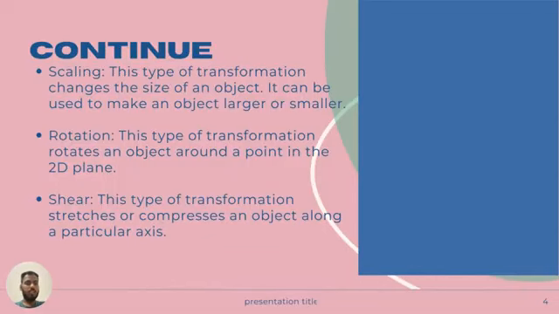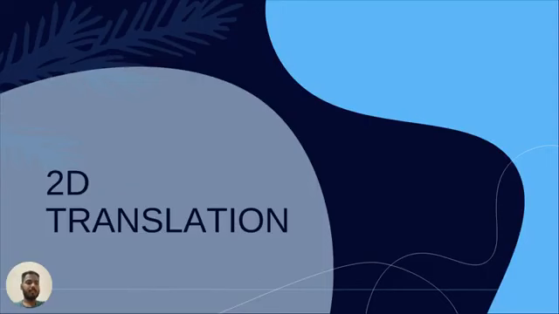Continuing ahead, scaling. This type of transformation changes the size of an object. It can be used to make an object larger or smaller. Rotation: this type of transformation can rotate an object around a point in a 2D plane. Talking about shear, this type of transformation stretches or compresses an object along a particular axis. The axis could be the x-axis, y-axis, or xy, not the z-axis, because we're talking about the xy plane.